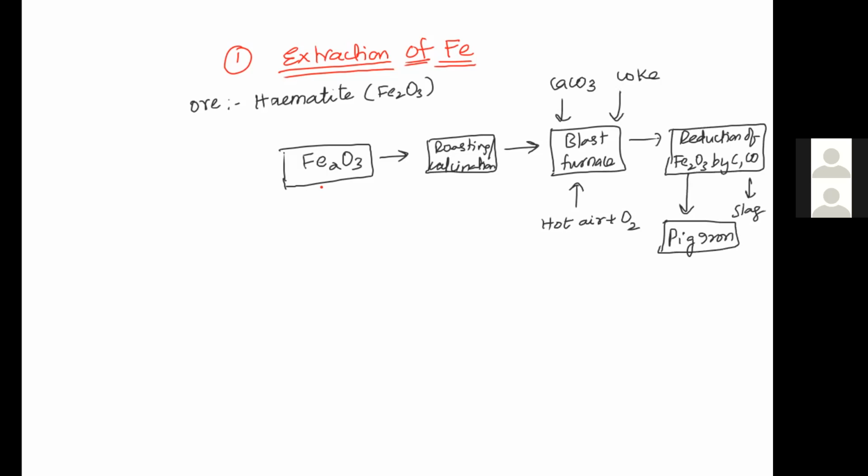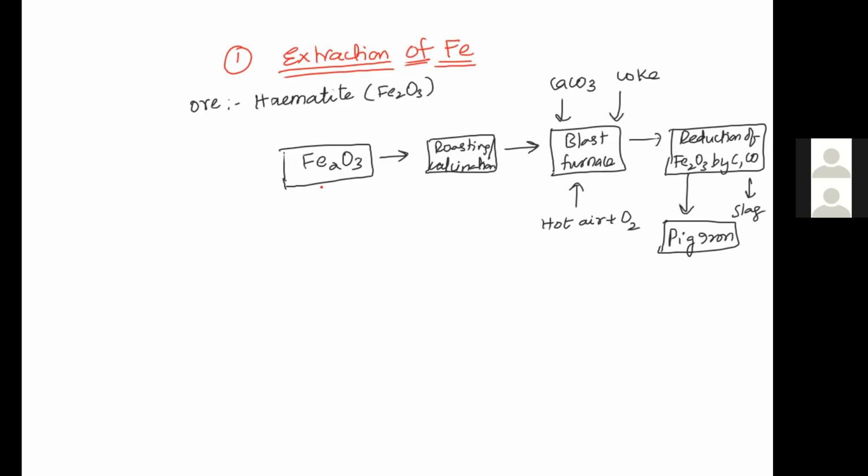So once you have the ore of oxide, as hematite is an oxide ore, no? Once you have the oxide ore of iron, after concentrating it through calcination or roasting, that is we are trying to remove the water and to decompose the carbonates and sulfides. After calcination, you are going to mix it with limestone and coke and send this to a blast furnace from its top with the help of an arrangement.